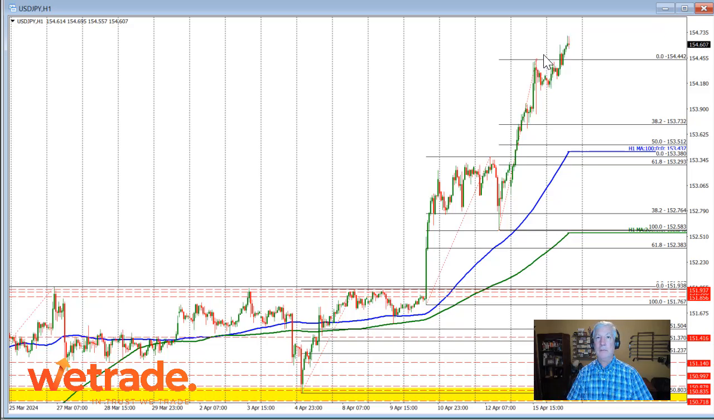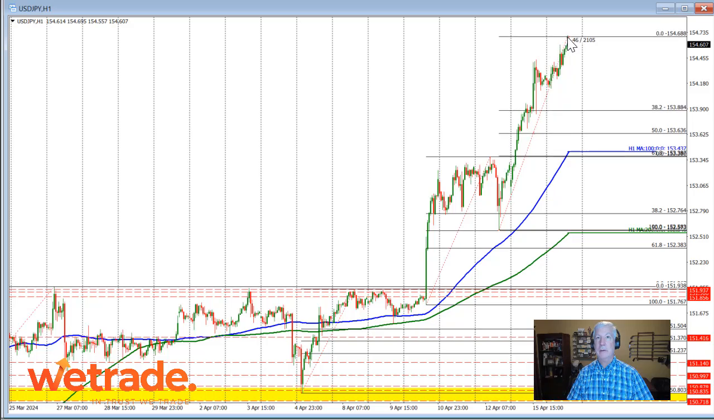So if we were to just move this up here and take a look at the 38.2% retracement, it now comes in at 153.89. What we know is that if you're a buyer and you've been riding this wave to the upside, until the price can correct down below the 38.2% retracement, and maybe even the 50% retracement, and maybe even the rising 100-hour moving average, the buyers remain more in control.